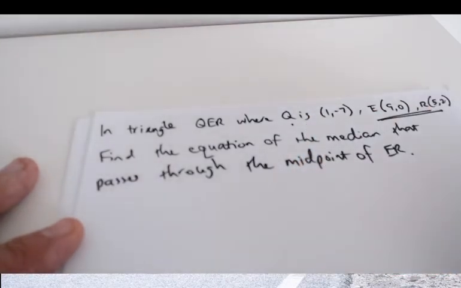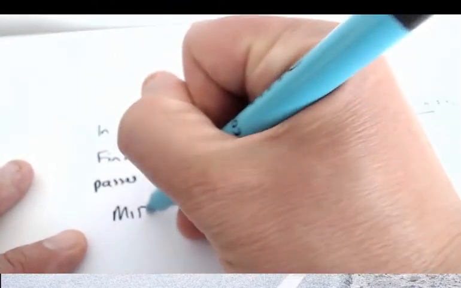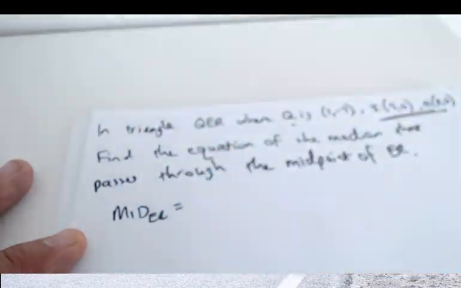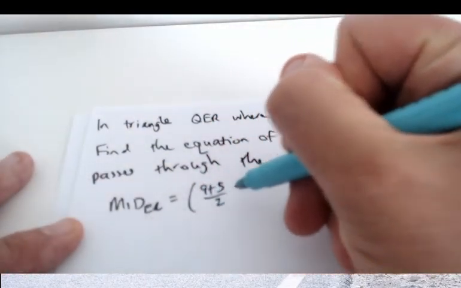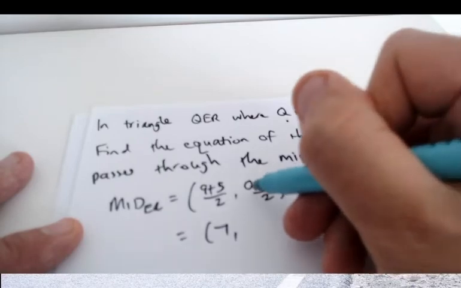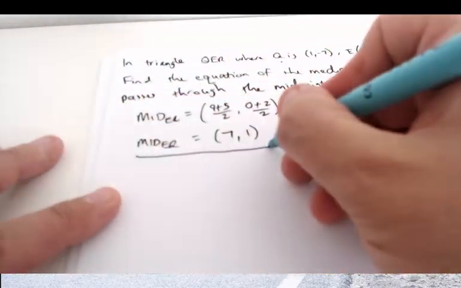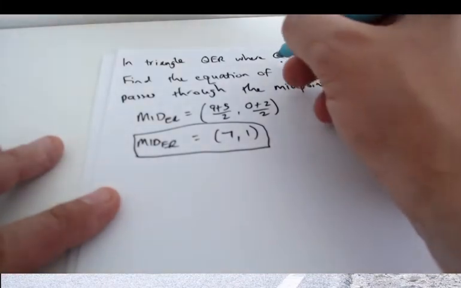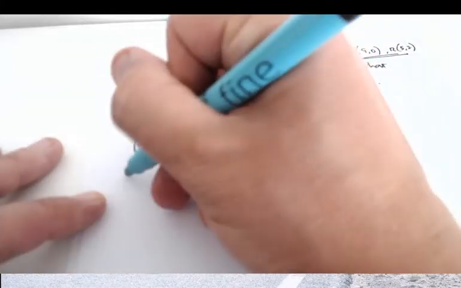How we do it is still the same. I want the midpoint of the opposite side. So it's already telling me it's passing through the midpoint of ER. So I want the midpoint of ER. I'm going to add together the x's and halve, add together the y's and halve. So 9 add 5, halved, 0 add 2, halved. That's going to give me 14 over 2, which is 7, 2 over 2, which is 1. So the midpoint of ER is 7, 1. So I've got my midpoint, I'm using that, and I also know that it's coming from Q, worked out from the language of the question. So those are the points that I'm going to use for my gradient.